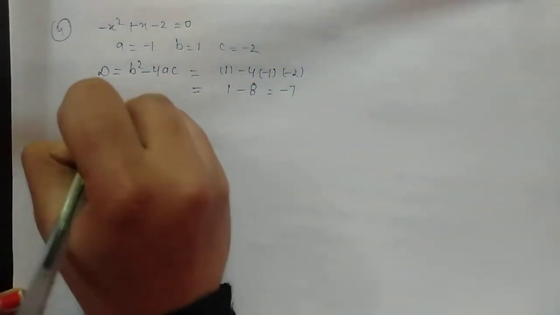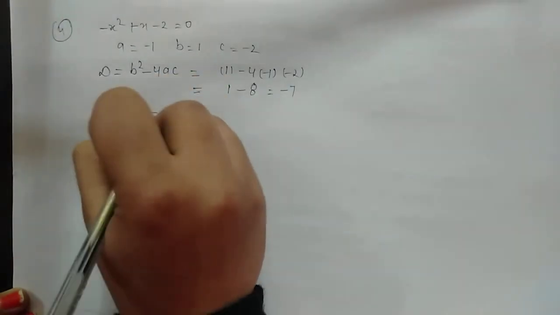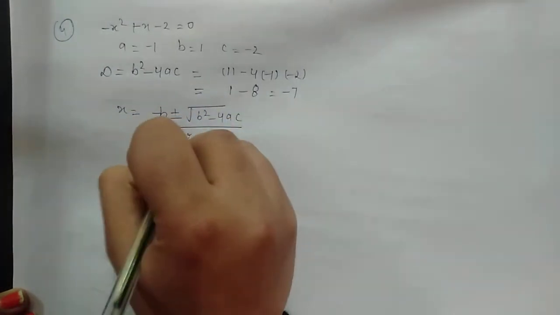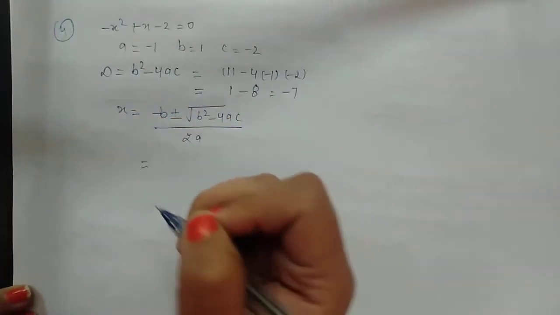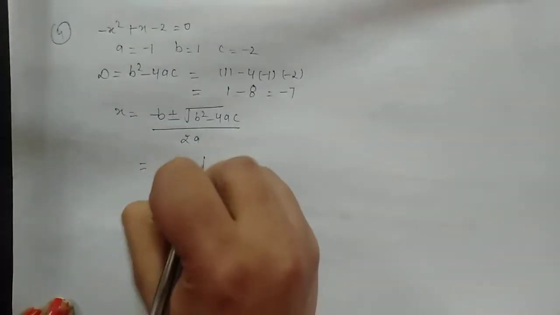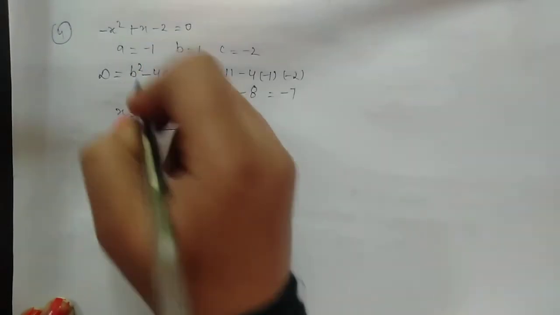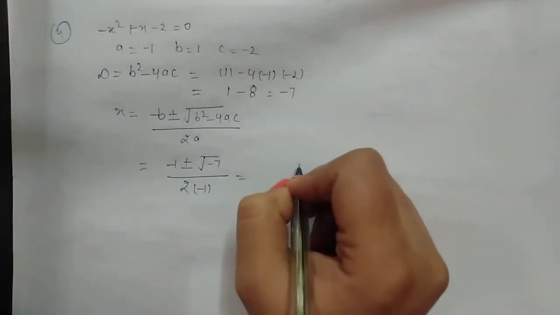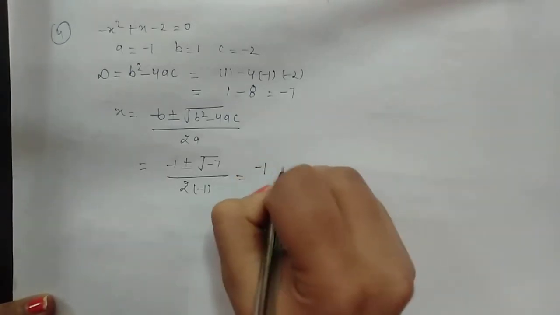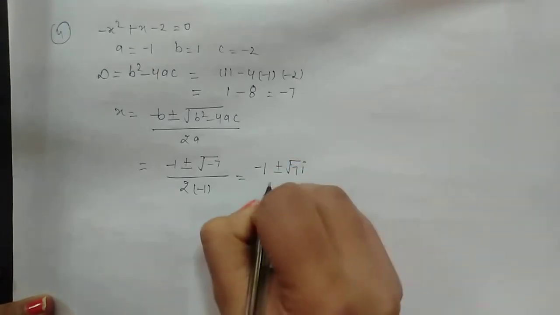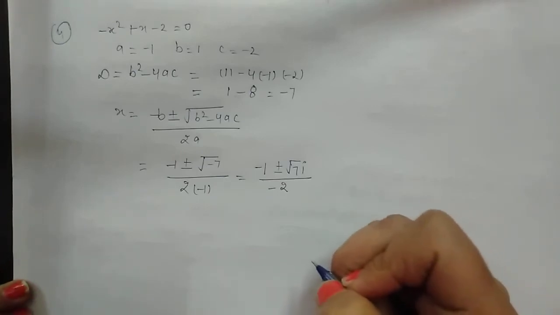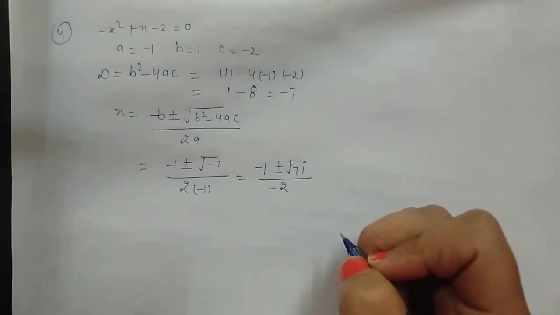So again we have to find the value by the formula minus b plus minus root b square minus 4ac upon 2a. So we have the values of all these. Now we put the values, minus 1 plus minus root minus 7 upon the value of a, which is minus 1. So the solution will be minus 1 plus minus root 7 iota upon minus 2. That's it.